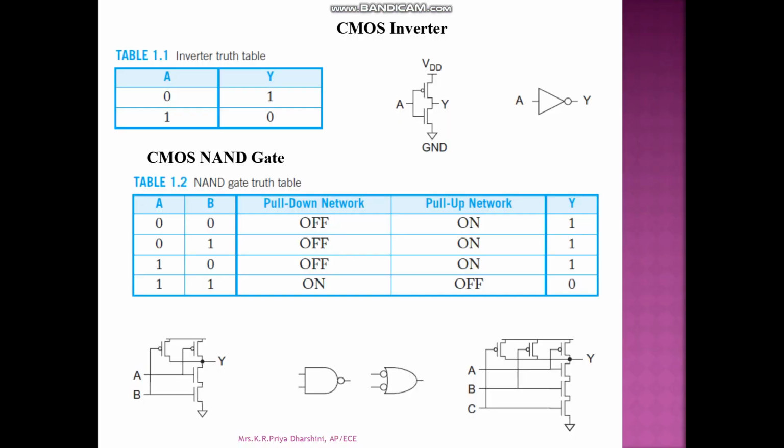The next topic is CMOS logic. CMOS, in the sense, is complementary metal oxide semiconductor logic. In this, we are seeing the inverter. What is an inverter? Whatever input we are giving, it complements the output. If the input is 0, the output is 1. If the input is 1, the output is 0.